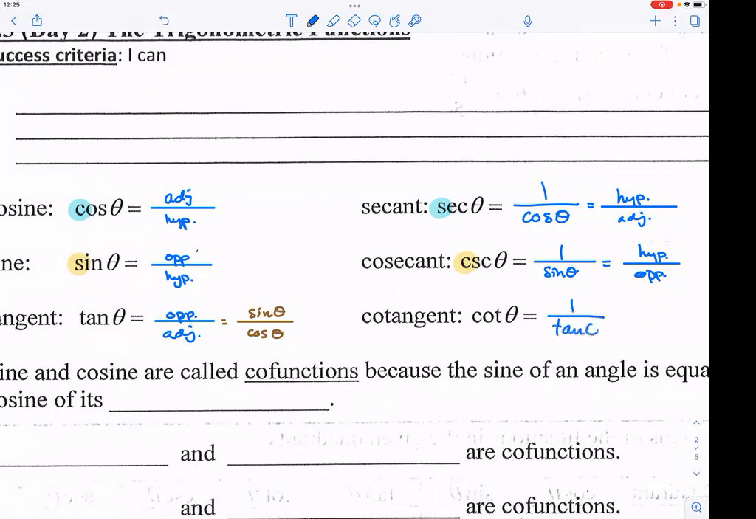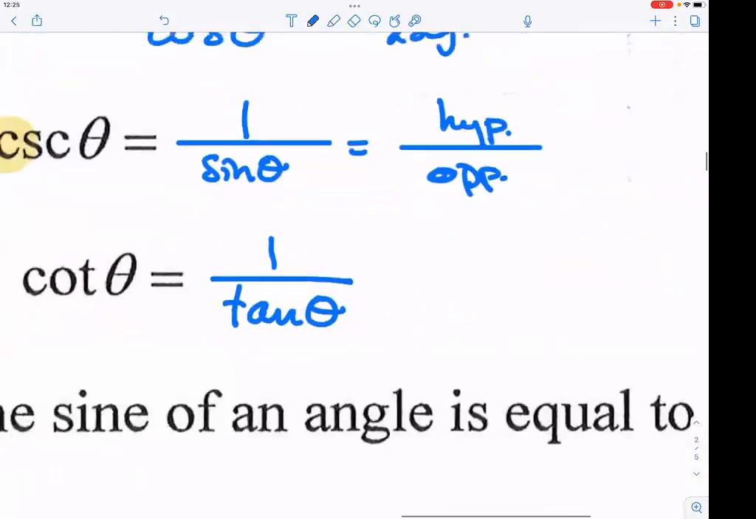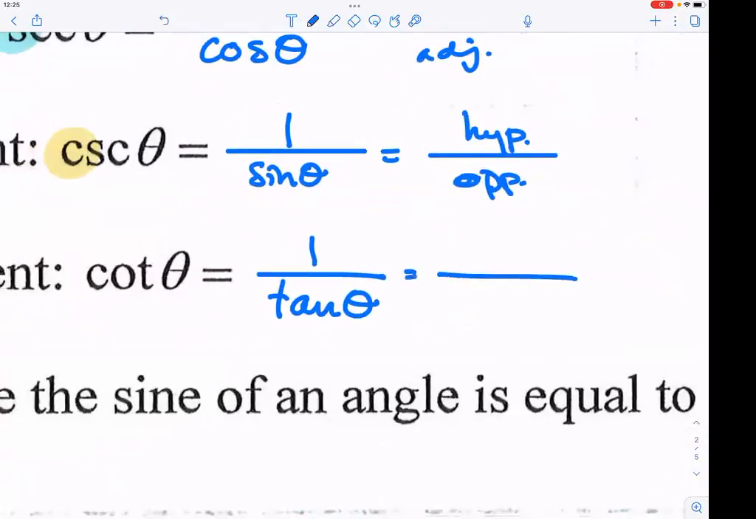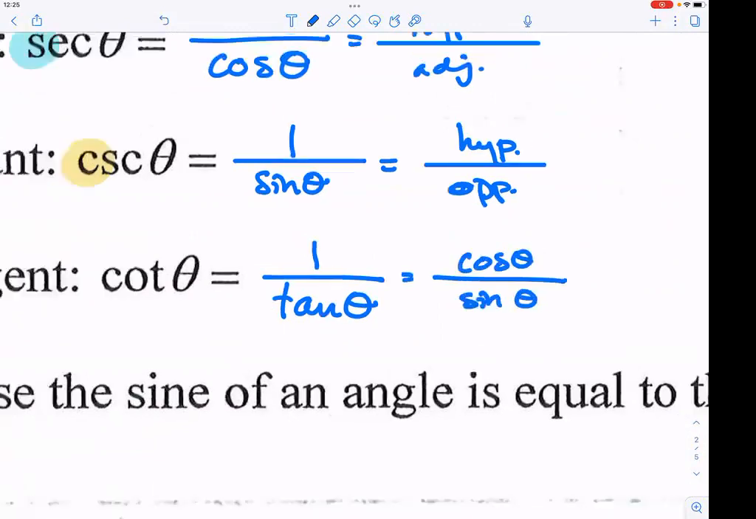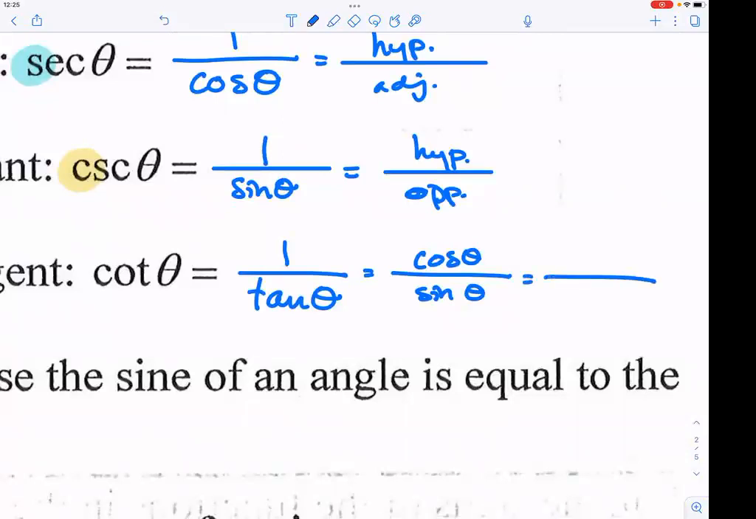So cotangent theta is simply 1 over tangent theta, which is equal to cosine theta over sine theta, or you can also say it equals adjacent over opposite.